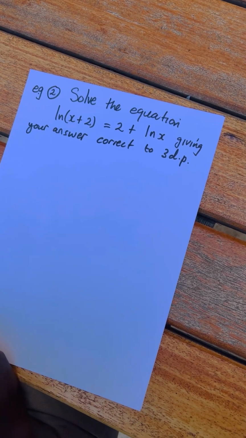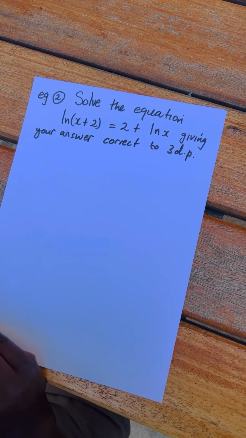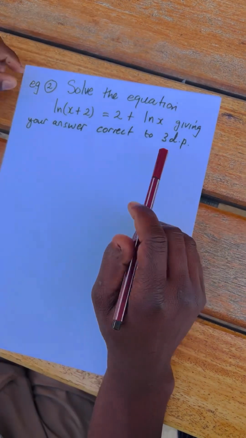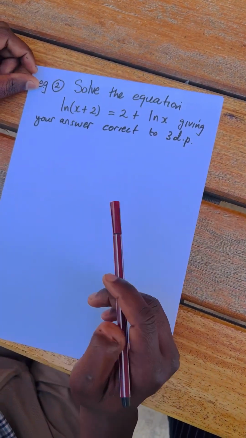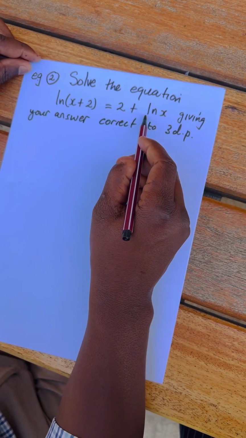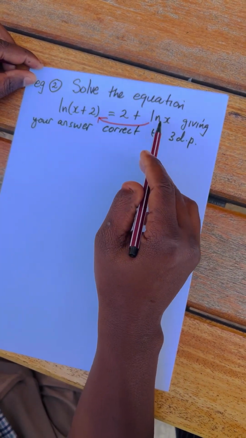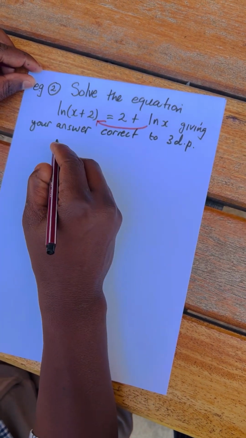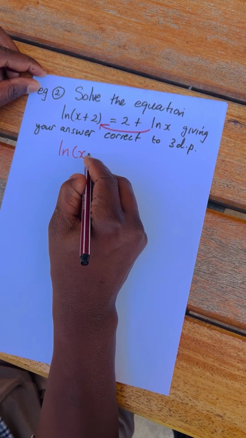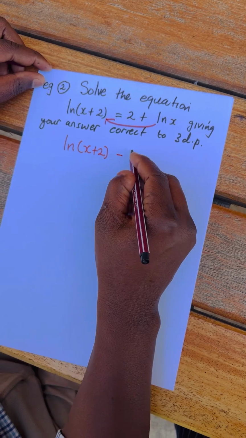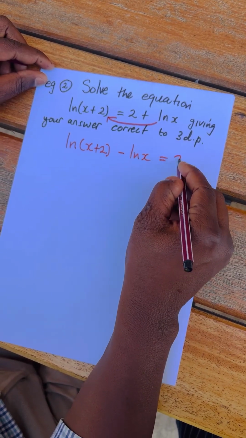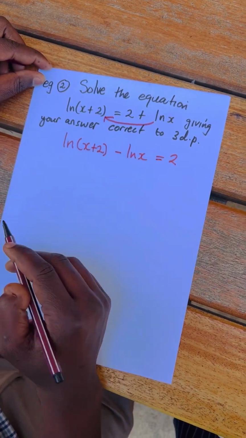All right, so in this second example, it's closely linked to the first one. You want to solve this given equation here. So like the first one, we need to combine terms in ln so that they come on one side. So this is plus ln x. It goes to the other side, it becomes minus. So we now have ln(x plus 2) minus ln x equal to 2. So we've managed to bring the terms in ln on one side.